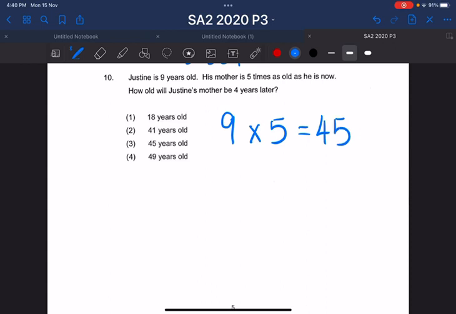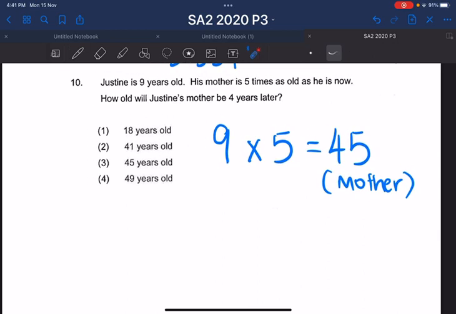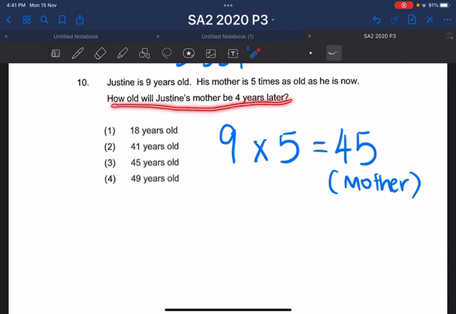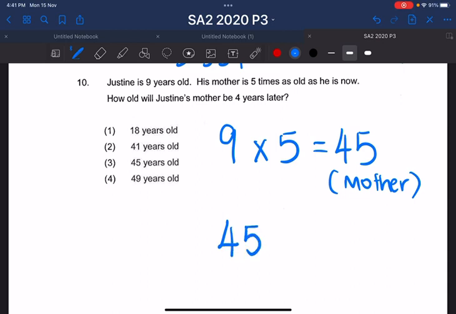Now, what is the meaning of 45? Who does 45 mean? 45 is the mother, right? The mother is, of course, got to be older, right? The mother is 45. Now, how old will Justin's mother be? Okay, I'm reading the story. How old will Justin's mother be in 4 years' time? Now, in 4 years' time, the mom is going to be older. Am I right? So she's no longer going to be 45. She's definitely going to be older.